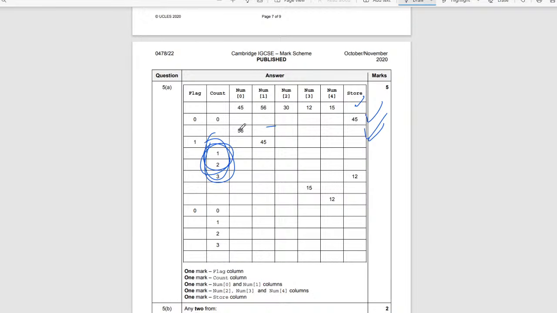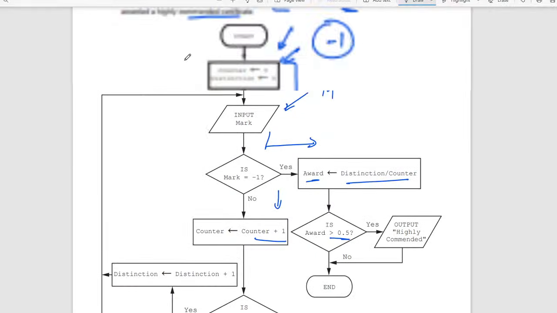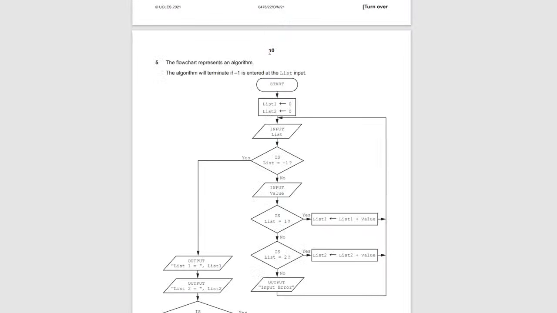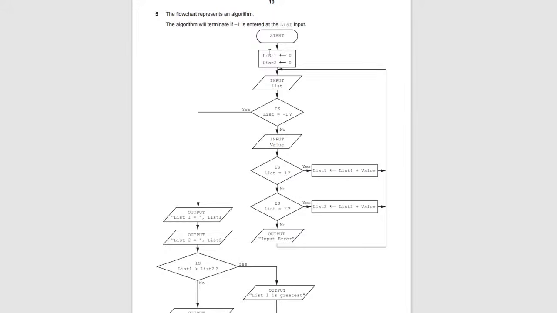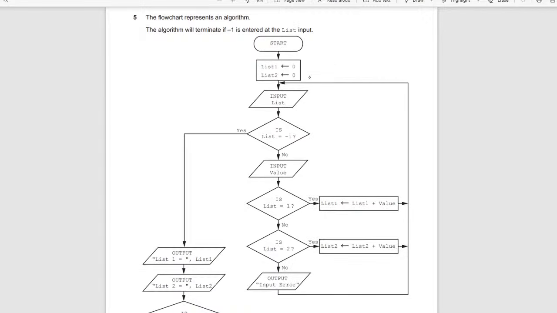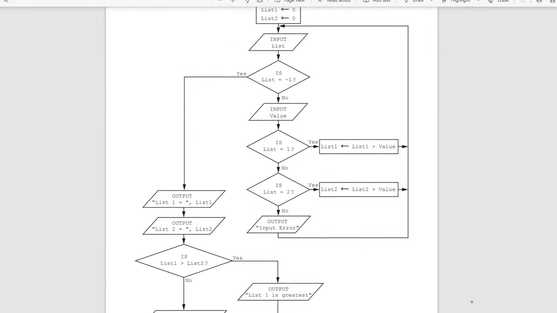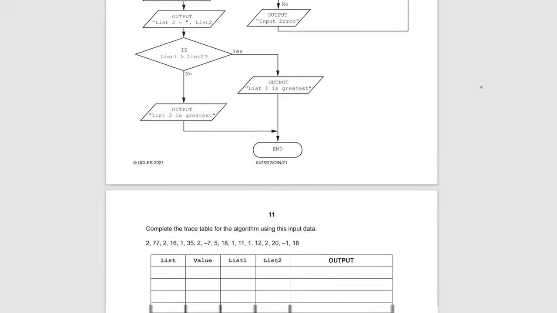Plus, the marking schemes are never always clear. They just write out the answers. So we did this flowchart. This one was a very easy flowchart. Same as this one. Let's have a look at this one then. Someone told us to do this flowchart, so we begin with this flowchart. It starts off, list 1 and list 2 are 0. Okay, so yeah, we start off with that. So list 1 and list 2 will be 0.